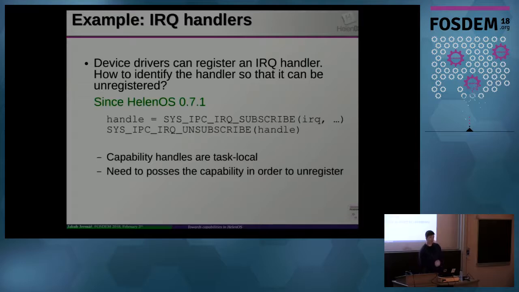And it was fixed in HelenOS 0.7.1 when we introduced capabilities into this. So we got rid of assigning the device numbers in the first place and then modified the API, so that now the subscribe syscall returns a capability, which can be used by unsubscribe. So it's no longer possible for unsubscribe to unsubscribe something that belongs to someone else. Of course, it can unsubscribe a different IRQ handler from the same task.